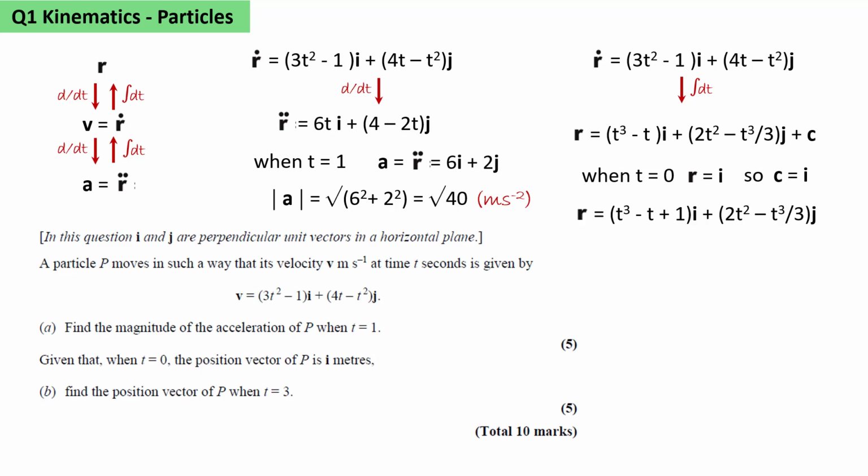We substitute this back into the expression to find that r is t cubed minus t plus 1, i, plus 2t squared minus t cubed over 3, j. To find the position vector of p when t equals 3, we simply substitute 3 into this expression to find r equals 25i plus 9j.